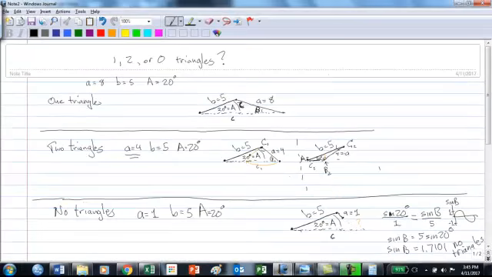No triangles. So, that's it. That's a way that you can draw these and find out how many triangles are possible. I didn't solve these first 2 triangles. I didn't find out what the angles were. I could go ahead and do that using the process I did down here, this law of sines. But this video is just to determine whether there are 1, 2, or 0 triangles, and that's a nice way of doing it.